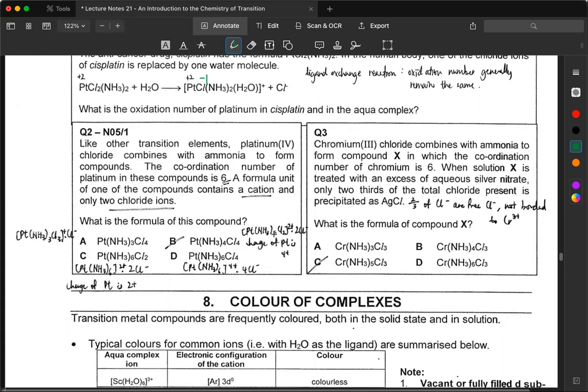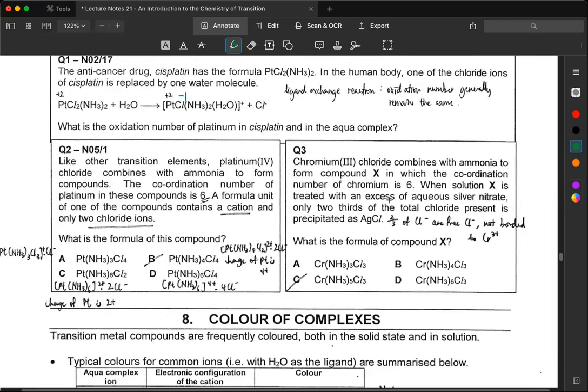Likewise, this one is the answer, because this one is +4 minus 2 here plus 2. So you get two chloride ions set free. You take out the two chloride to see whether you can still form the compound, because coordination number is 6. So this one 6 cannot. This one 6 can. This one 6 cannot, and this one 6 cannot also. 4 and 2.